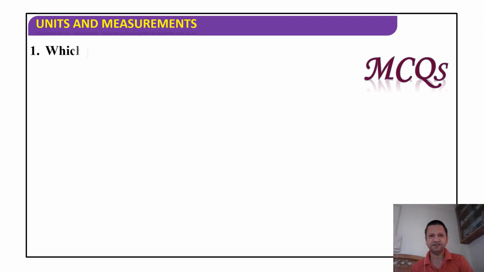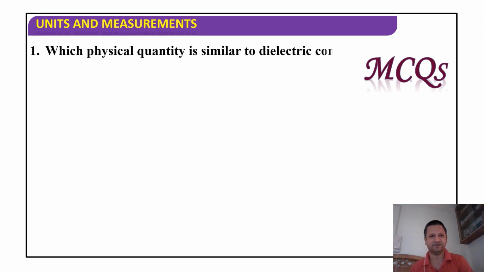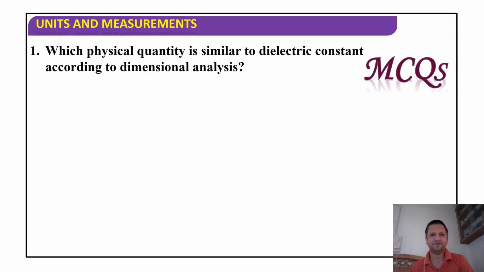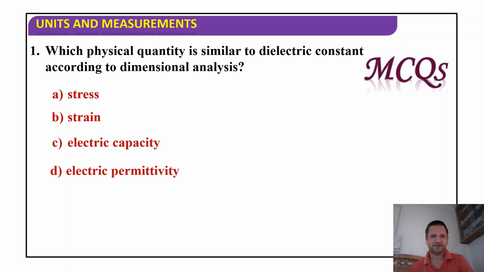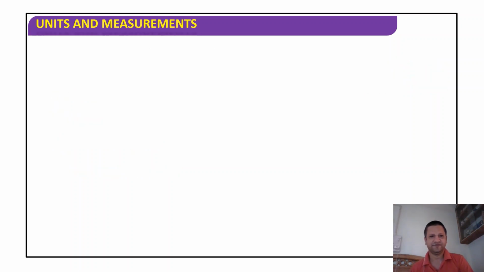Let us try to reflect on our understanding. Which physical quantity is similar to the dielectric constant according to being dimensionless? Stress, strain, electric capacity, electric permittivity. Capacity, permittivity, and stress are not, because these are the terms having dimension. Strain is the change in the length or the configuration relative to the original configuration. So definitely in part B, that is the strain. Come to the next part.